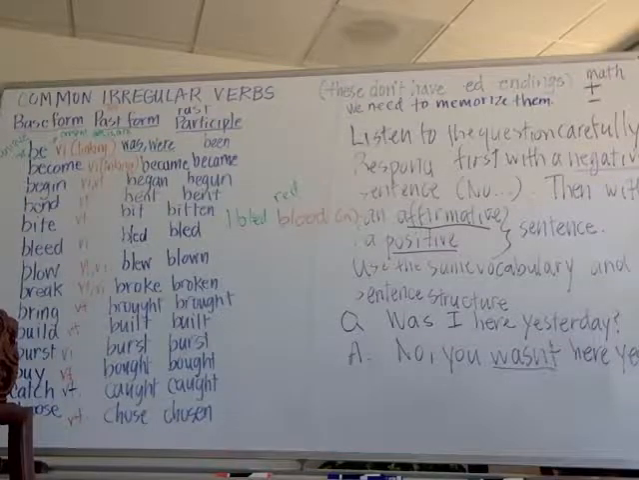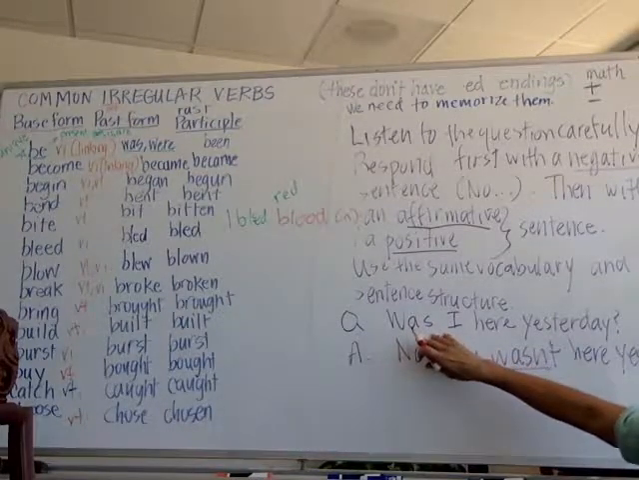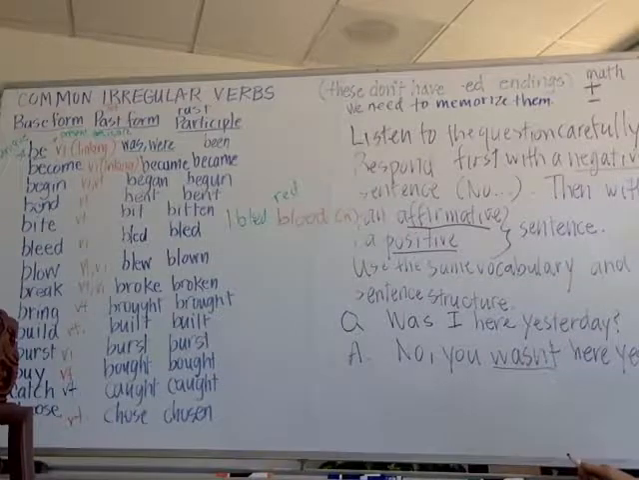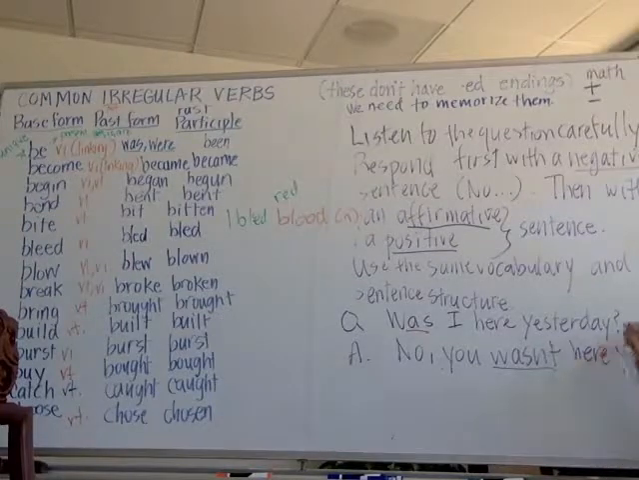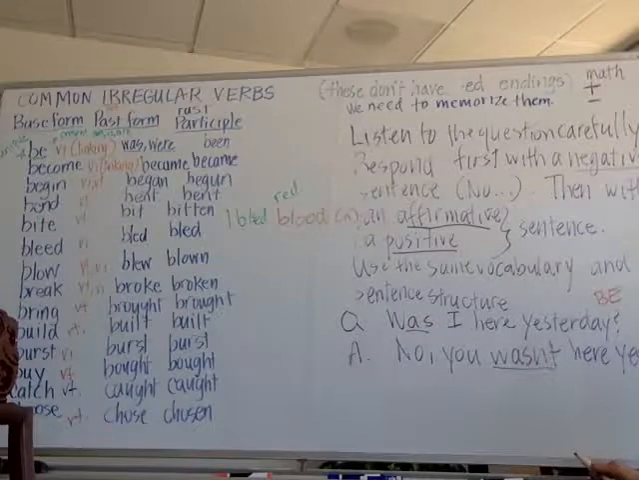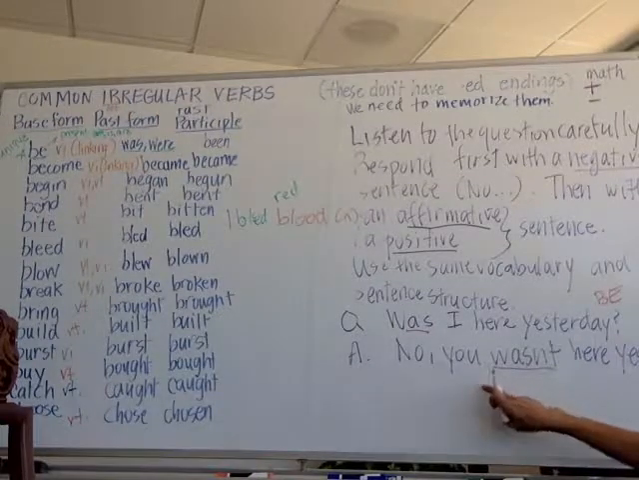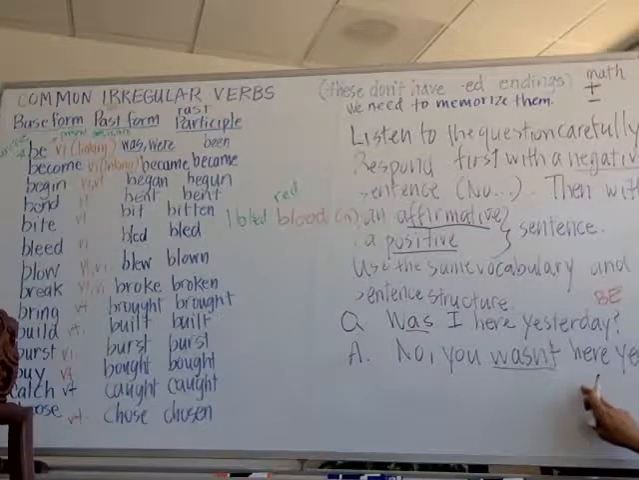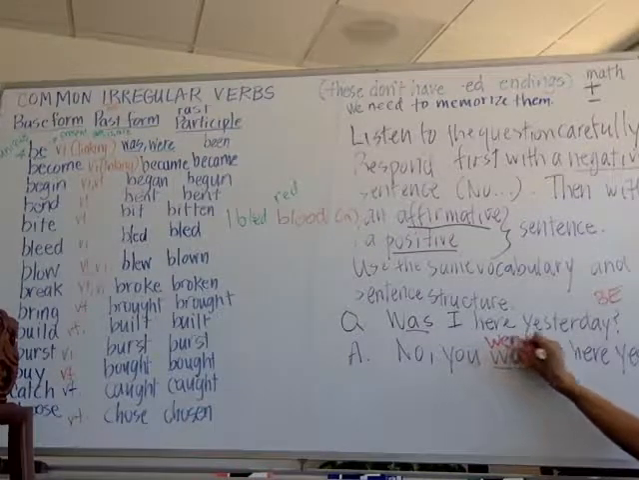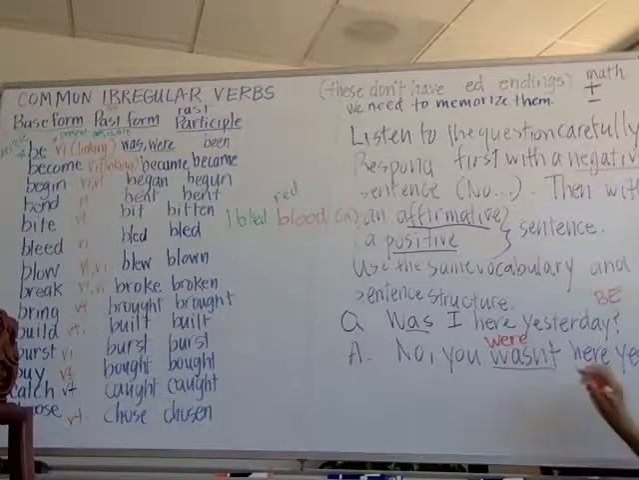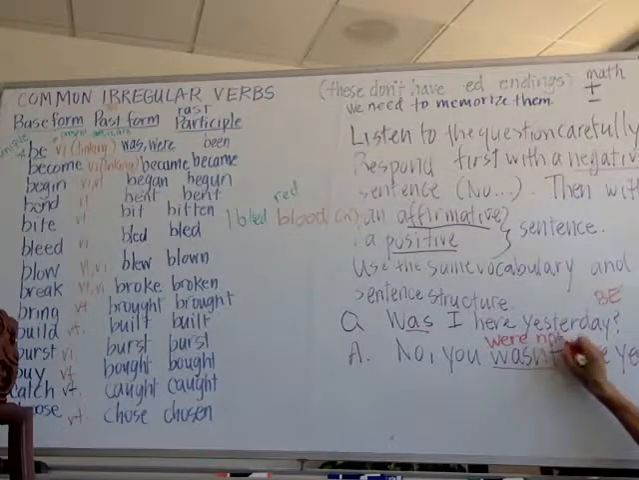Okay, I asked you, was I here yesterday? This verb is from the verb be. Okay, remember the verb be is special. Were. Verb be. So no, you were. W-E-R-E. Okay, good. You were not. Right, you were not here yesterday.